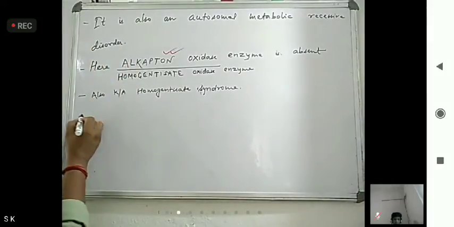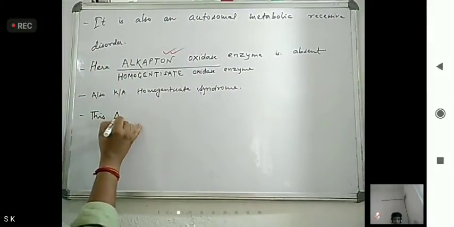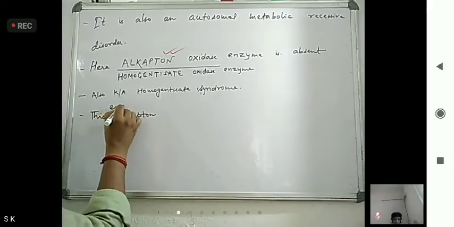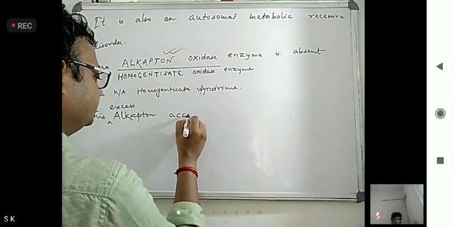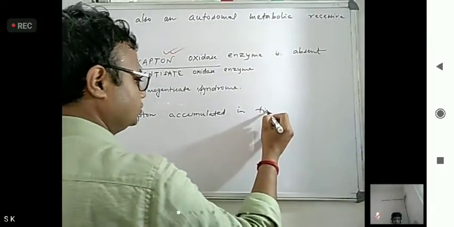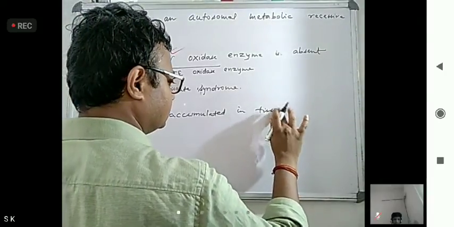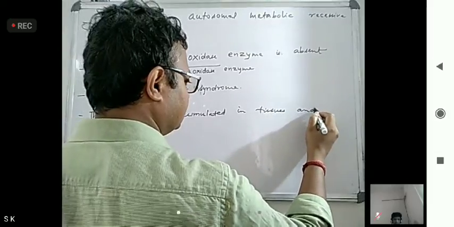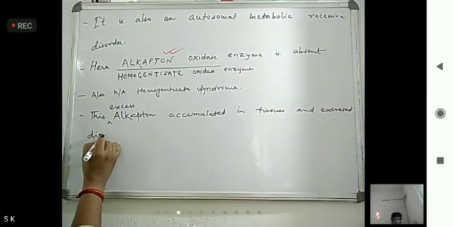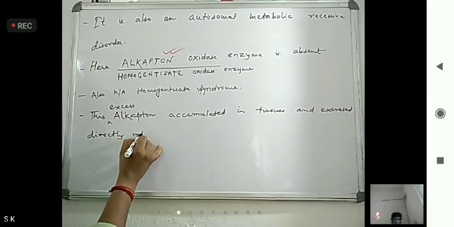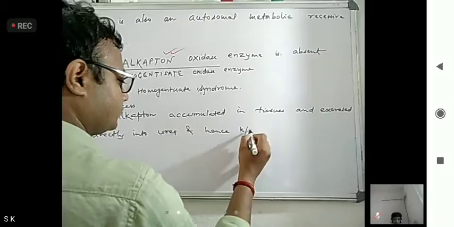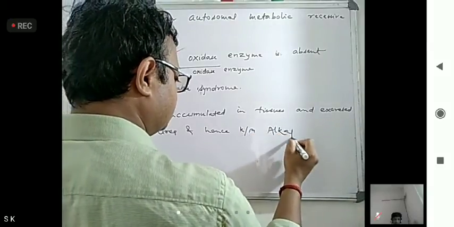So this excess alkaptone accumulates in tissues and is excreted directly into urine, and hence is known as alkaptonuria.